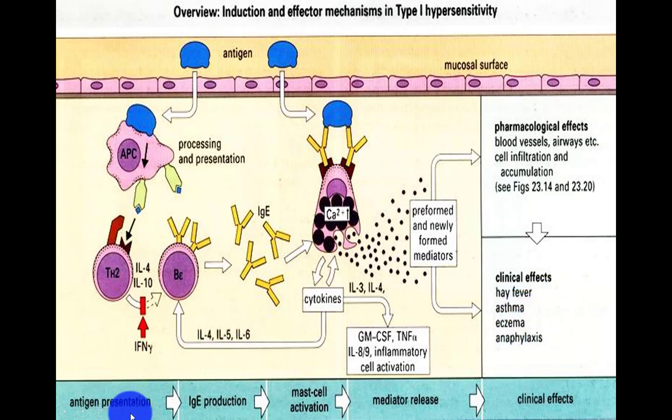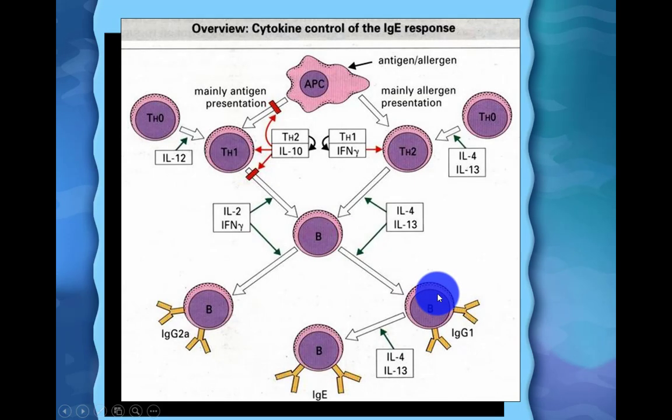Clinical effect: antigen presentation, IgE production, mast cell activation, mediator release. Mainly antigen presentation, T0, T helper 0, interleukin 12, T helper 1, B lymphocyte. T helper 2 affects also B lymphocyte: IgG1, IgE, IgG2A.